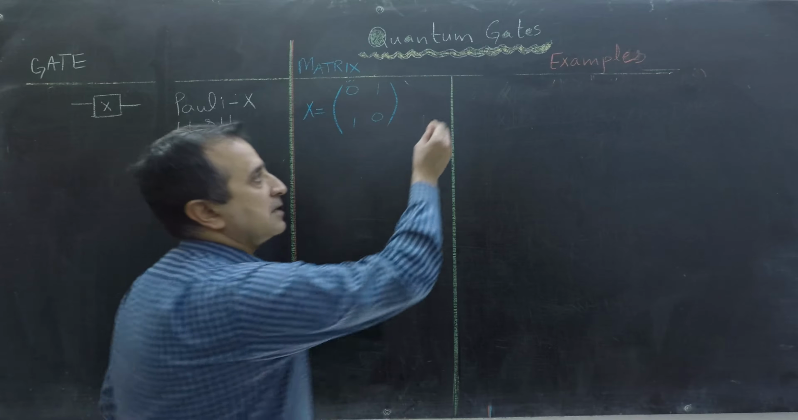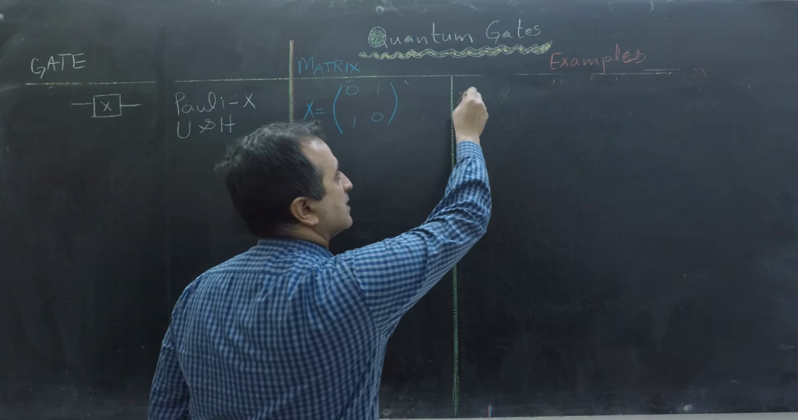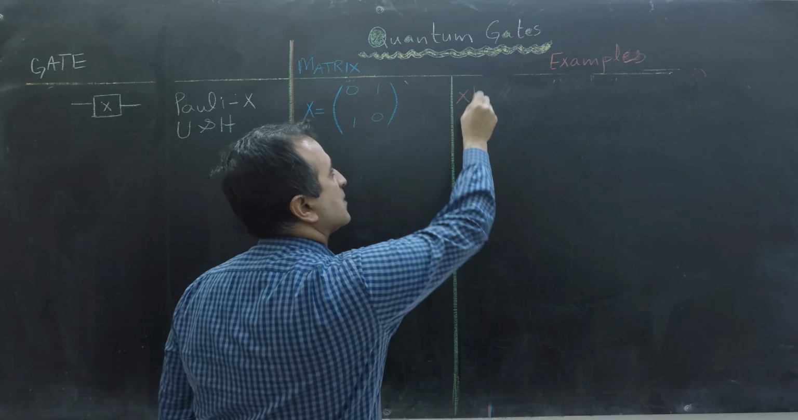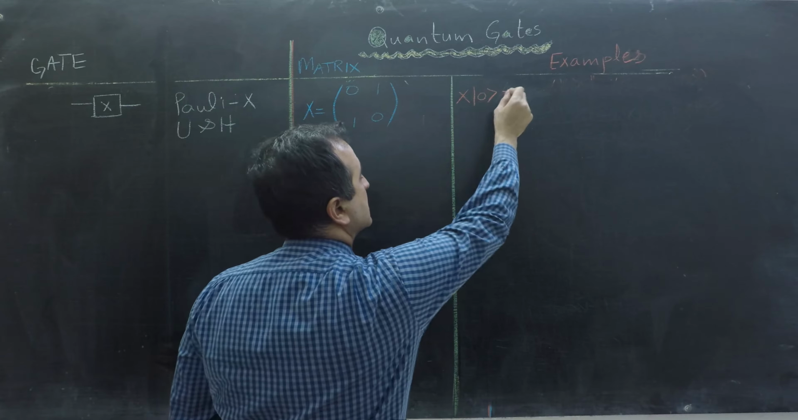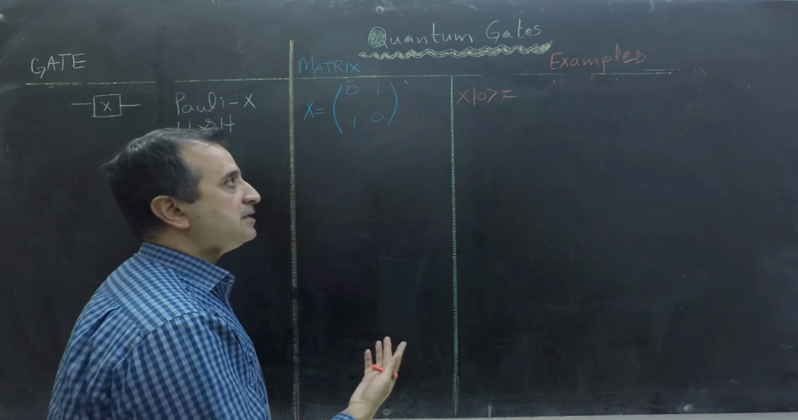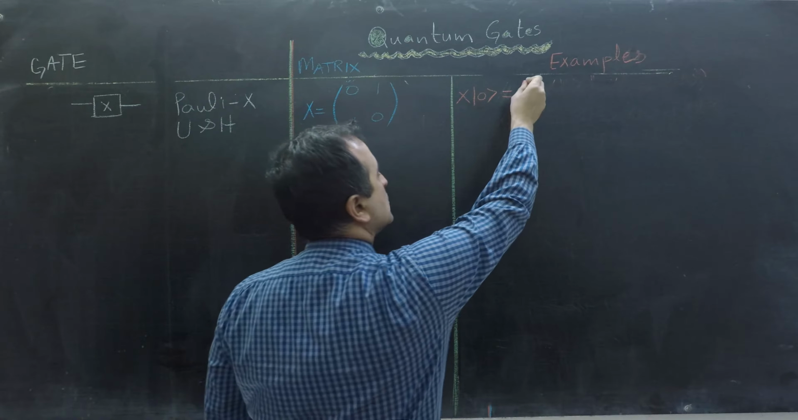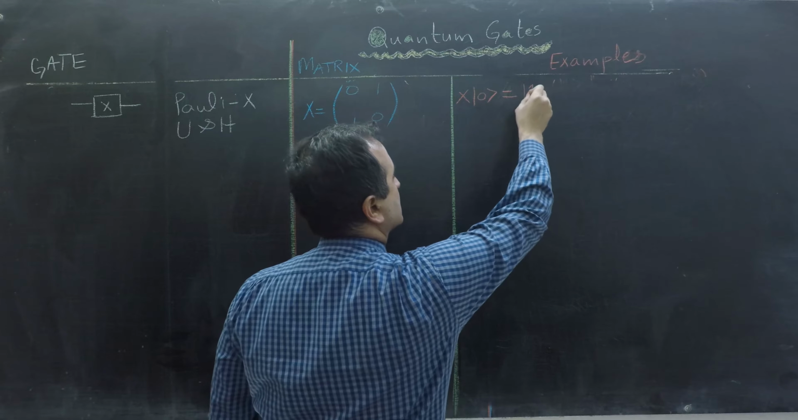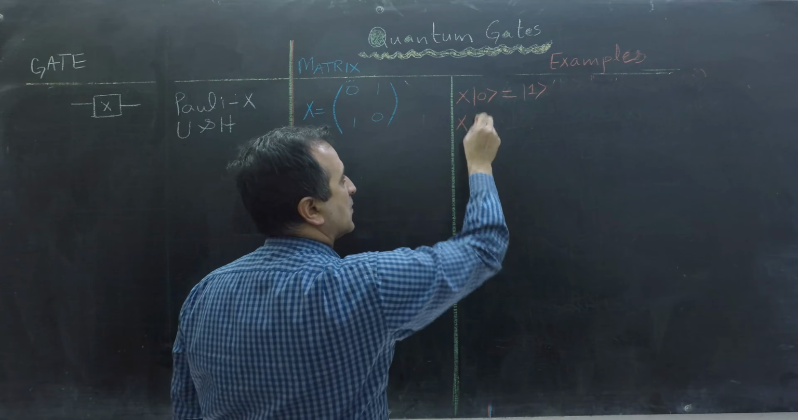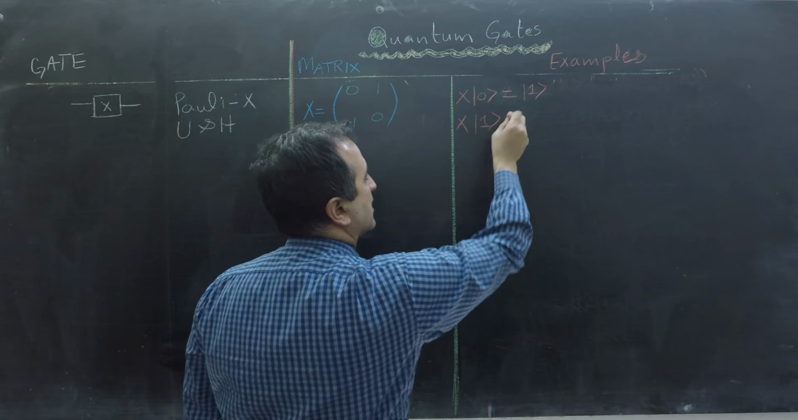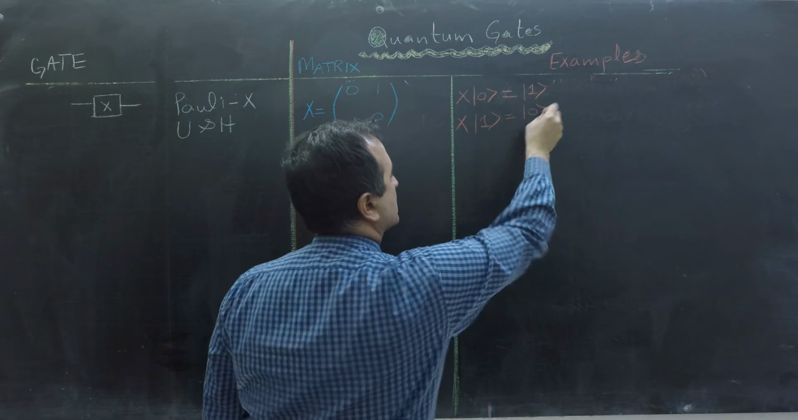Now let's see how this matrix operates on different kinds of qubits. Let's say I take my quantum gate X and apply it on a pure state of ket 0. Then it alters the state of the qubit from ket 0 to ket 1 because it is a NOT gate. Similarly, if I apply it on ket 1, my answer is ket 0.